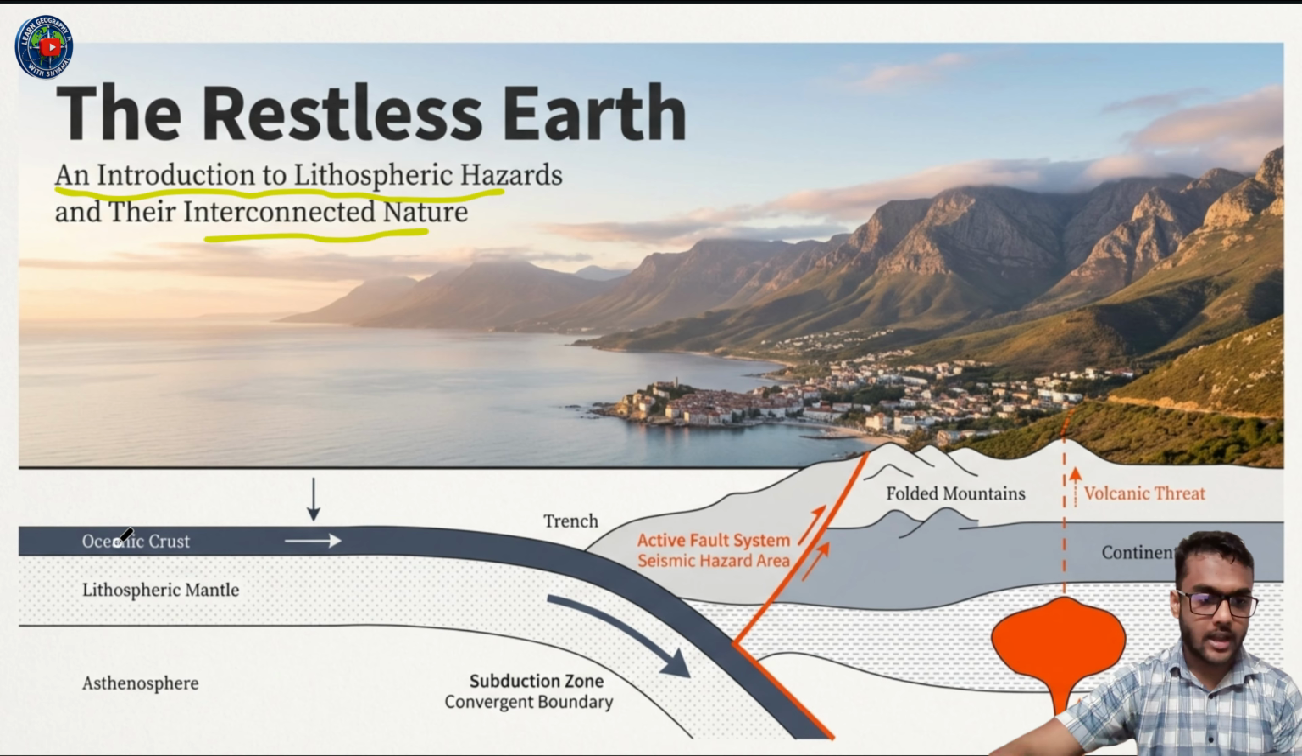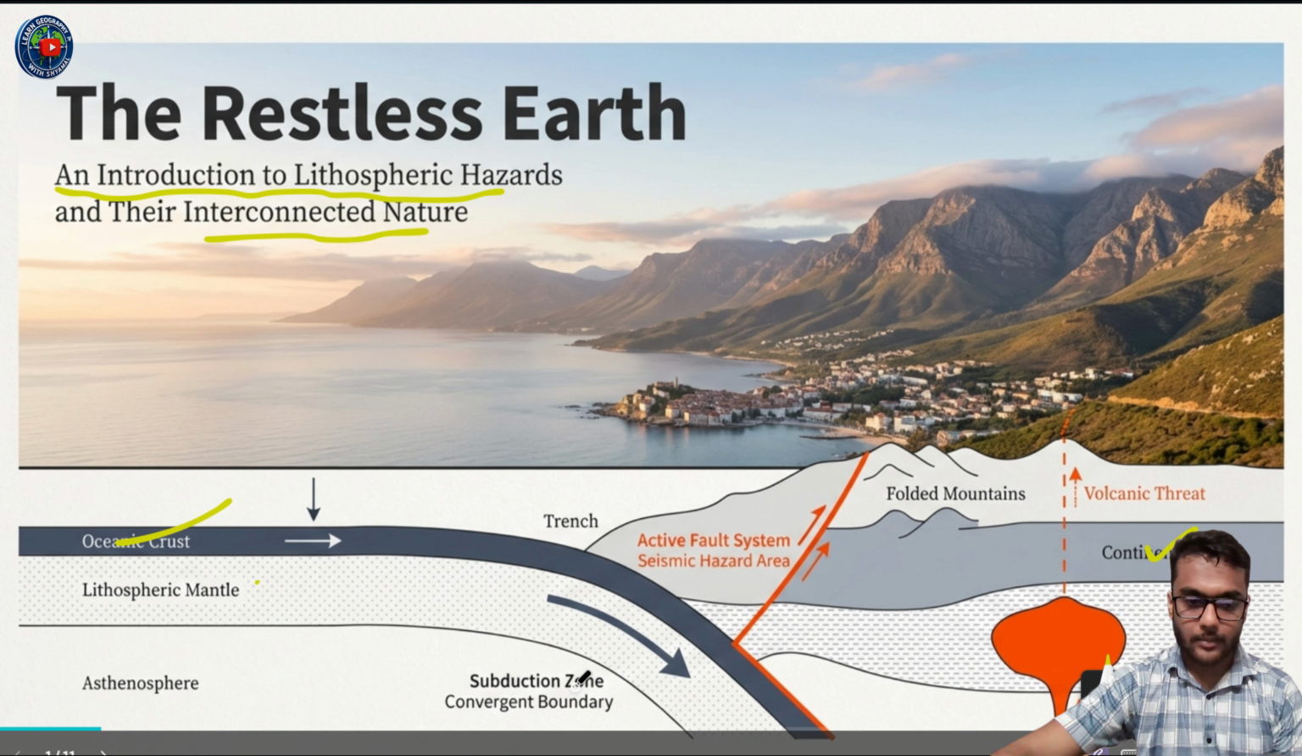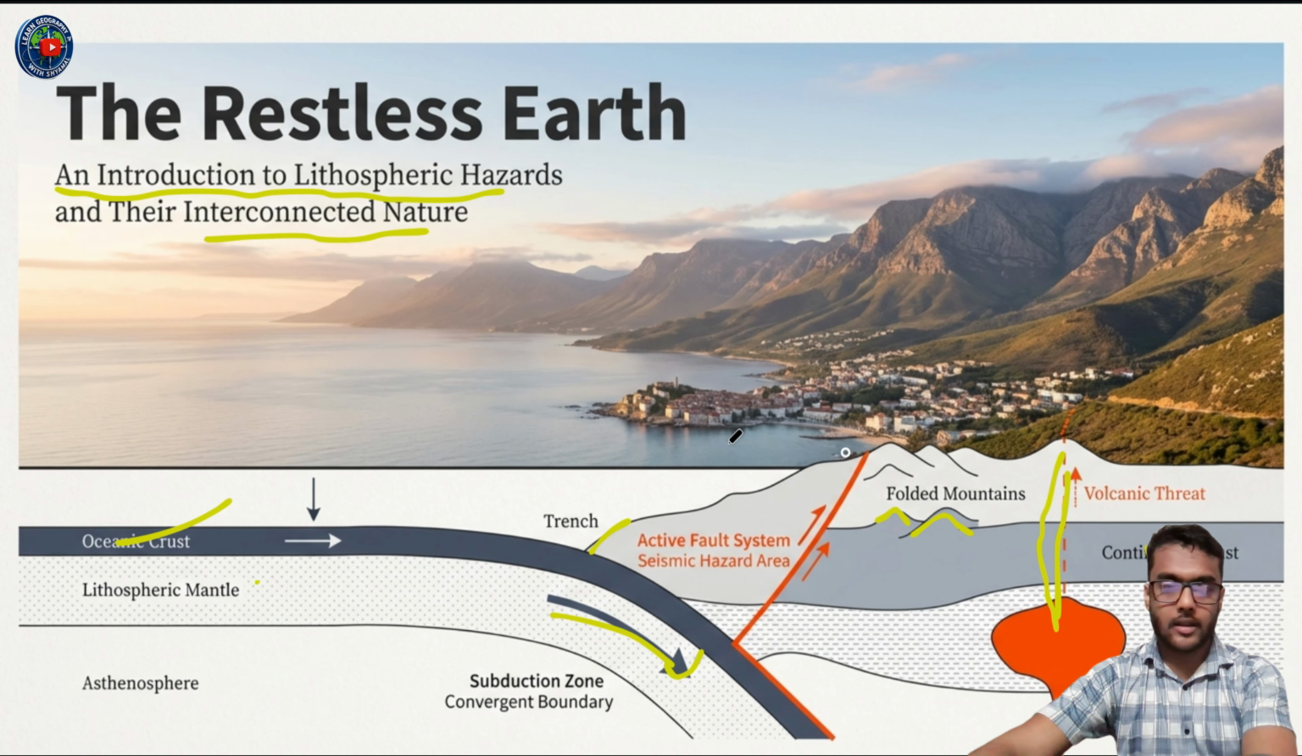This is the oceanic crust. This is the continental crust. This is the lithospheric mantle, asthenosphere, subduction zone, convergent boundary. This is the trench. This is the volcanic magma chamber, volcanic vent, and folded mountains. Okay, let's discuss in more detail.